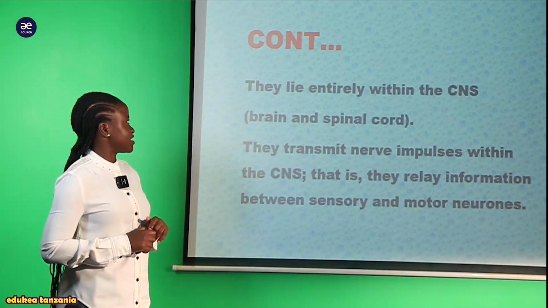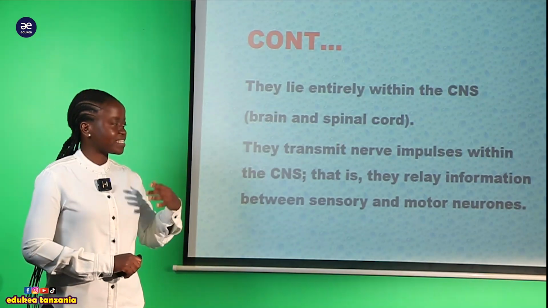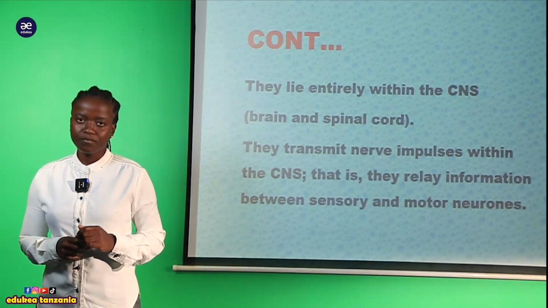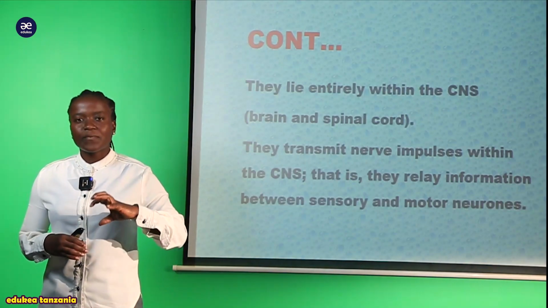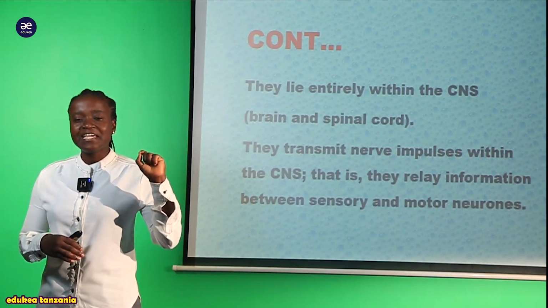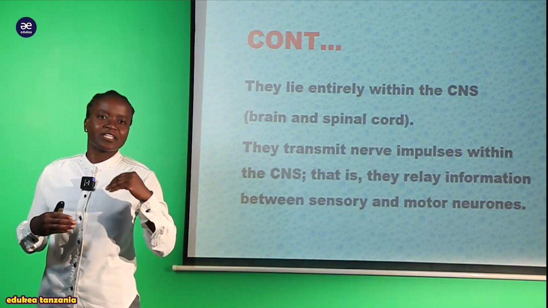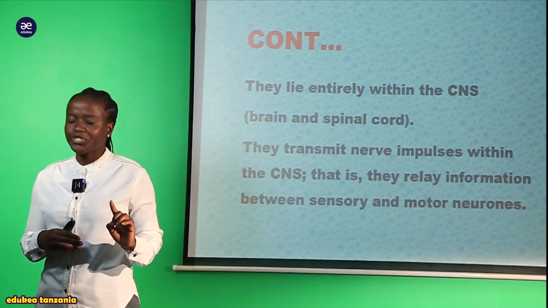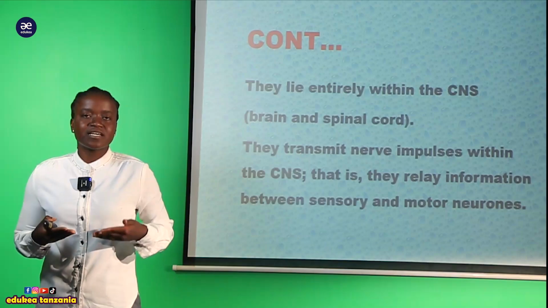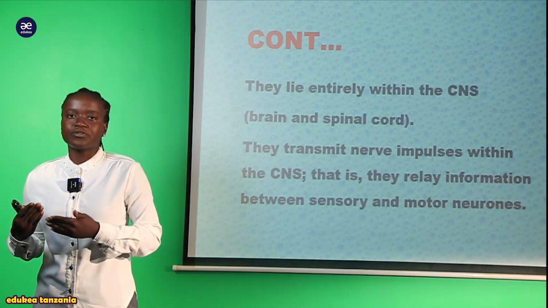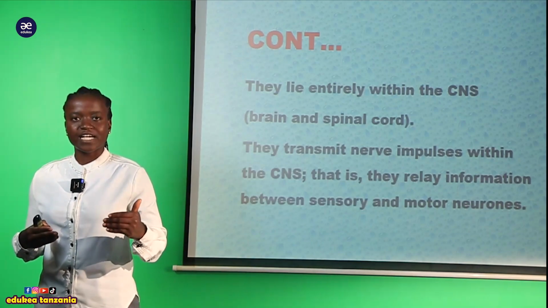And now we can say that they lie entirely within the central nervous system, that is the brain and the spinal cord. Here we say these interneurons are found within the brain and the spinal cord, and that is the location of the interneuron. So if you are asked where interneurons are located, they are within the central nervous system, specifically the brain and the spinal cord.